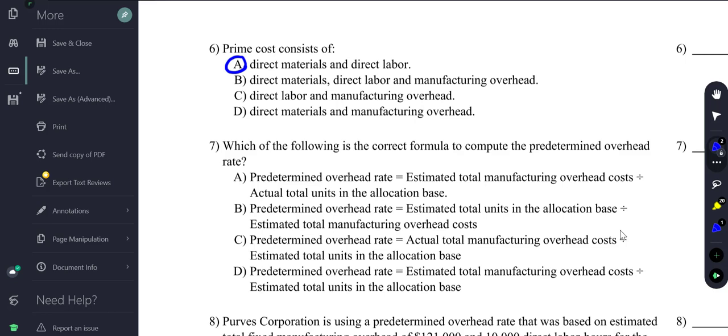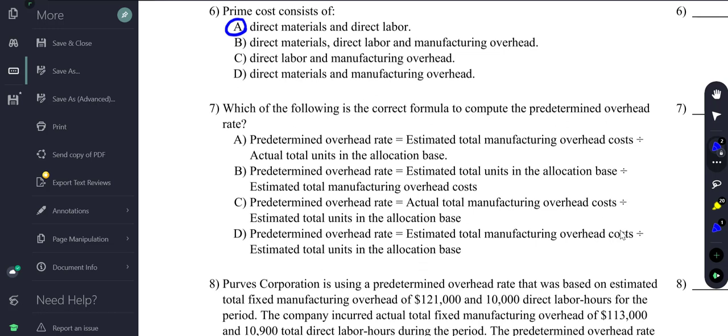Number 7 asks, which is the correct formula to compute predetermined overhead rate? Well, they give you several here. They have predetermined overhead rate as estimated total overhead costs. Well, that part's right. Divided by actual units. Now, the thing that makes this incorrect is actual. We're not going to divide by actual units.